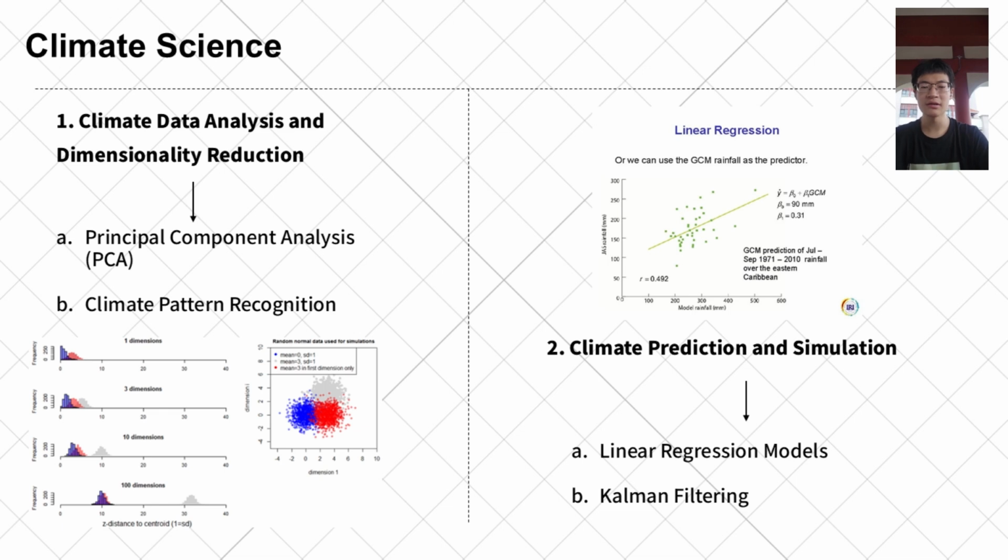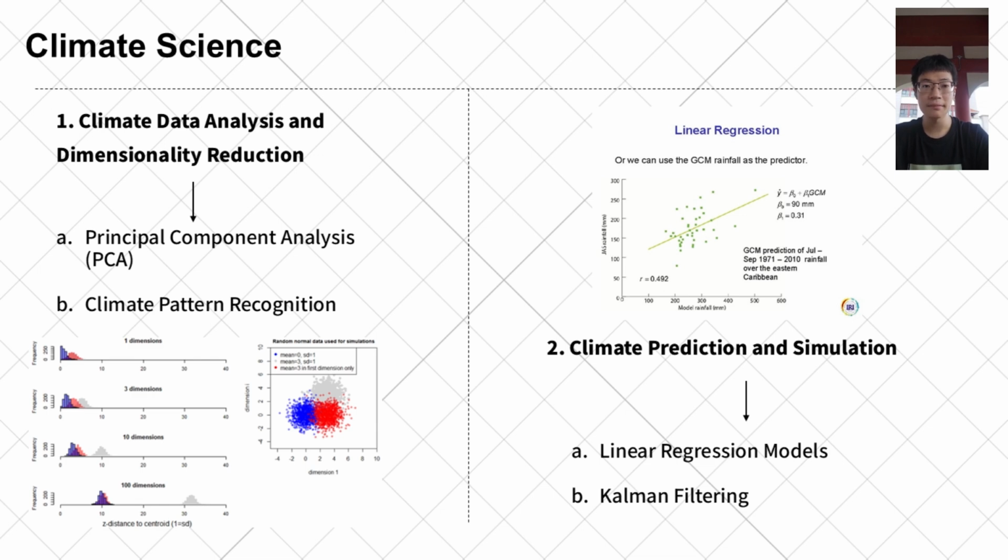Okay. Next is the applications in climate science. The first application is climate data analysis and dimensionality reduction. Principal component analysis, briefly called PCA, is a statistical method that is widely used in climate science for dimensionality reduction and pattern recognition. PCA involves linear transformations of data vectors to identify the most significant patterns or components in large datasets, which is particularly useful for analyzing complex climate data.